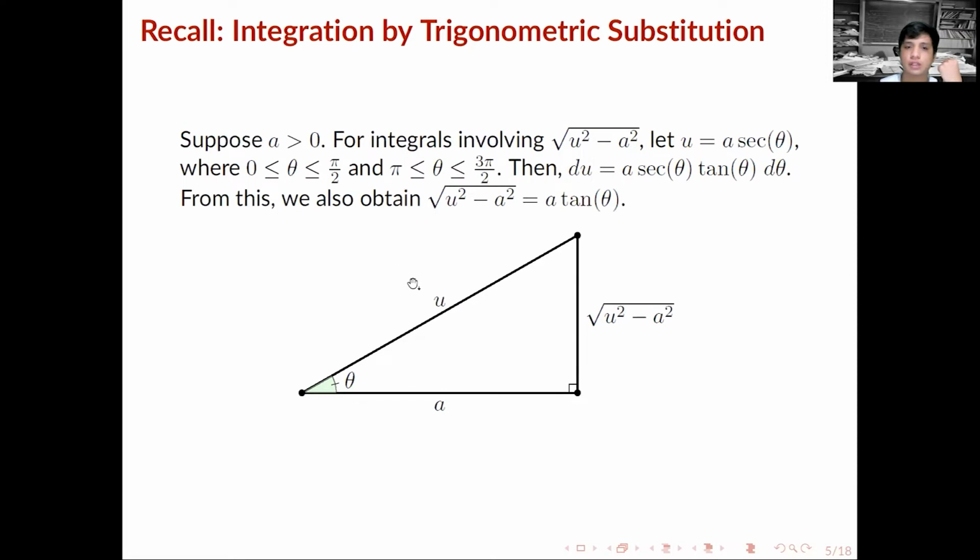Next, for the last case, which is square root of u squared minus a squared, and again for all positive a, we will let u equal a secant theta, where the values of theta satisfy these inequalities. Then taking the derivative of u, we will obtain a secant theta tangent theta d theta. And then we will substitute a secant theta for the variable u to obtain a tangent theta. The corresponding triangle for this case or form is this one.